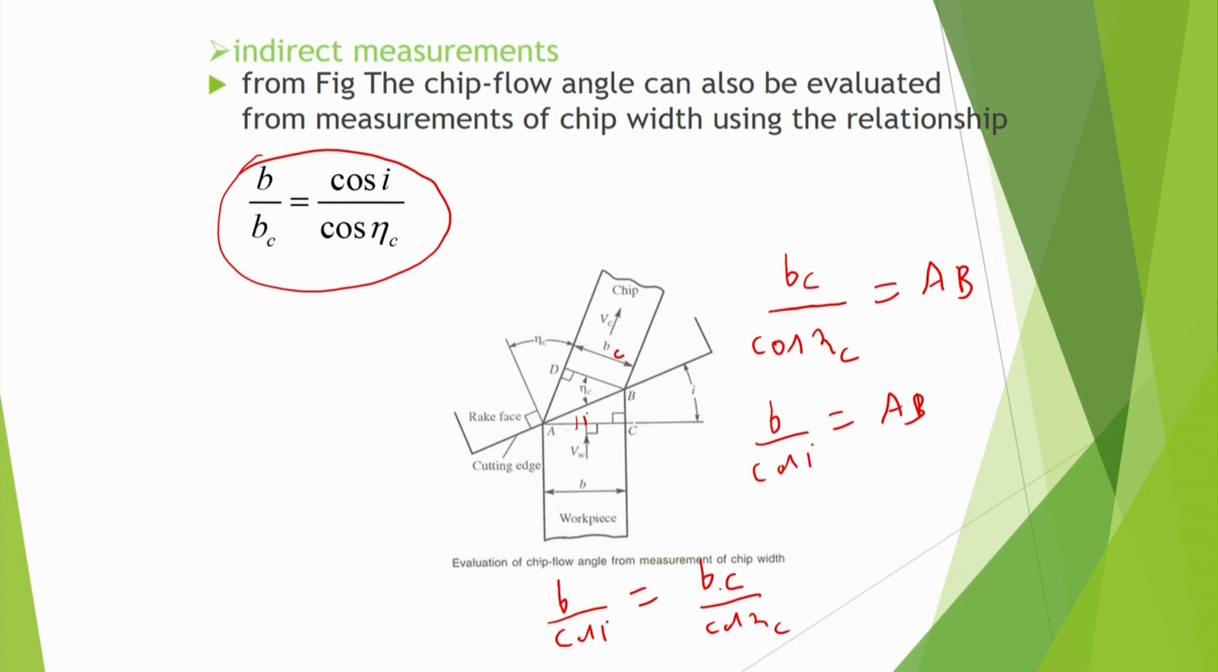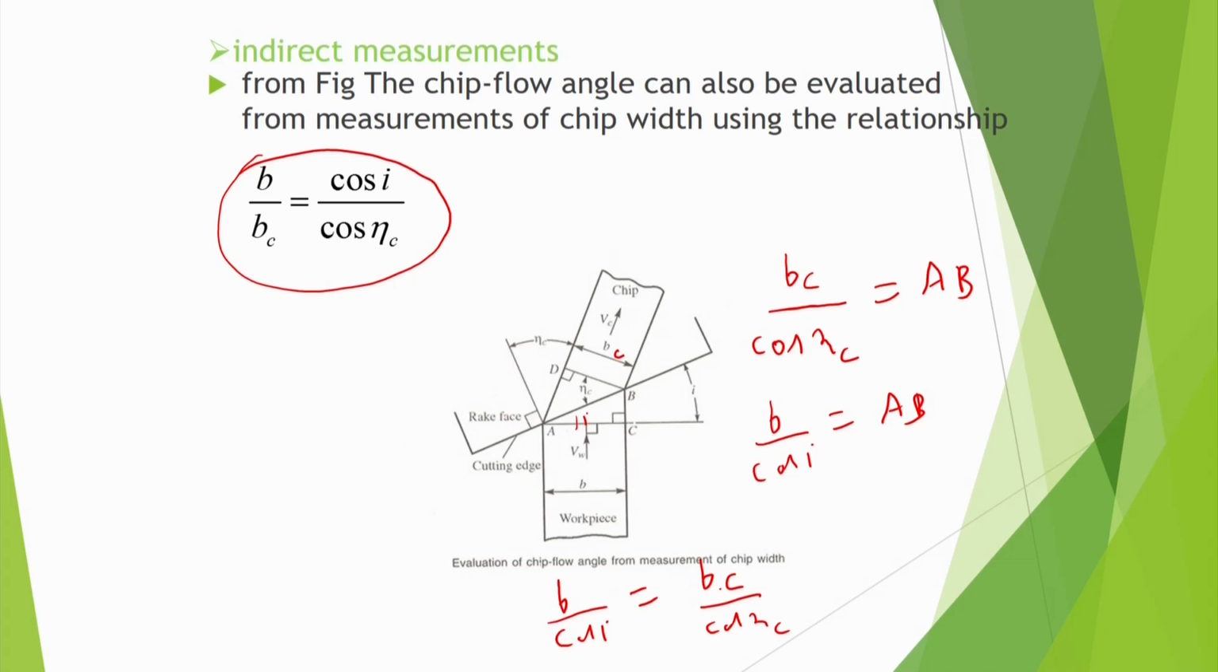Cos I is known to me because that is by geometry, the inclination of the cutting edge, the angle at which you have set it. You yourself have set it, so you know it. So this is cos I and this is cos eta C. So suppose you measure B and BC, then you can get an idea about eta C. Stabler observed that most of the time eta C is almost the same as I. In that case, B by BC will be the same. That means chip width even in oblique cutting will remain the same.